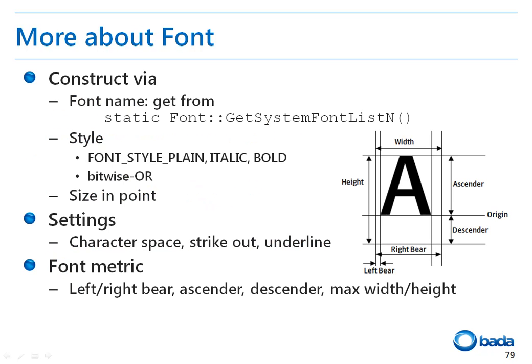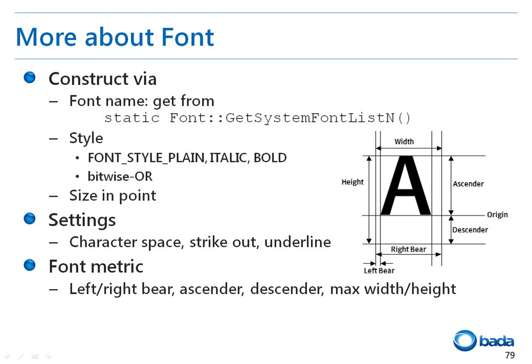on the screen. You can specify the font name, style, and size when a font is constructed. You can also get the supported font names in a list by calling the SystemFontListN function of the font class and select one of the fonts in the list. Plain, italic, and bold styles are also supported. Multiple styles can be applied at the same time through the bitwise OR operation. You can set the font size by specifying points.